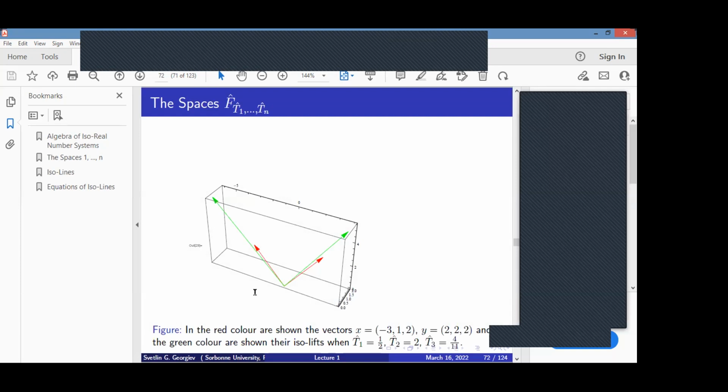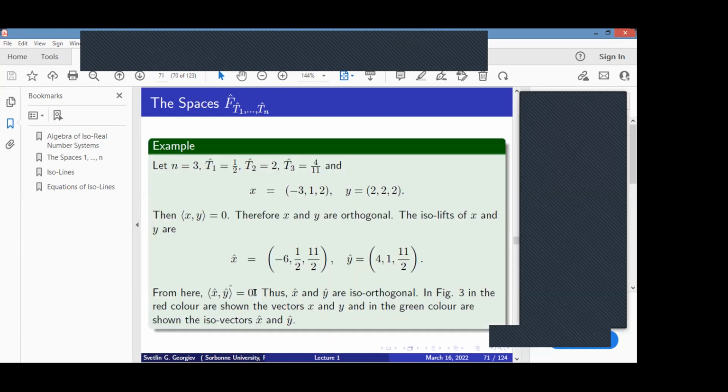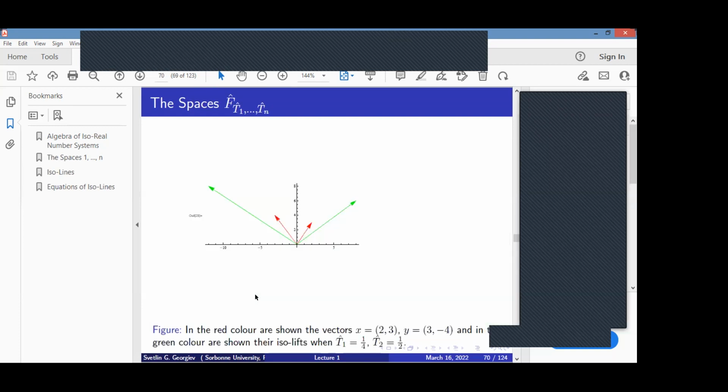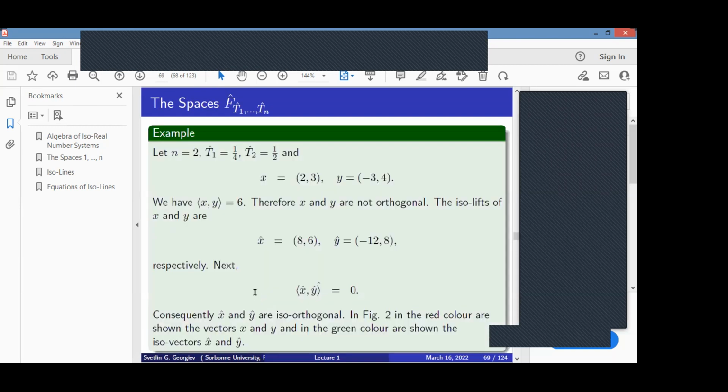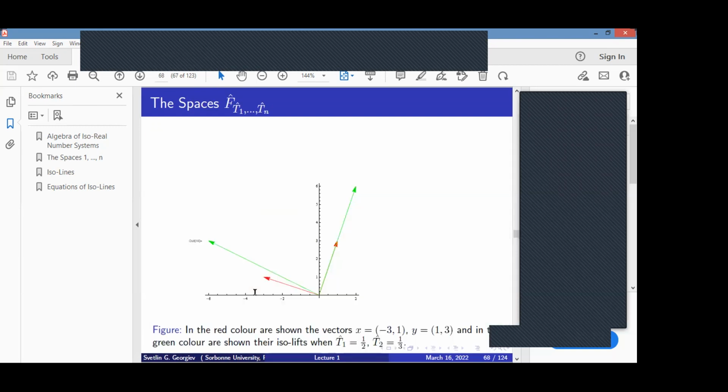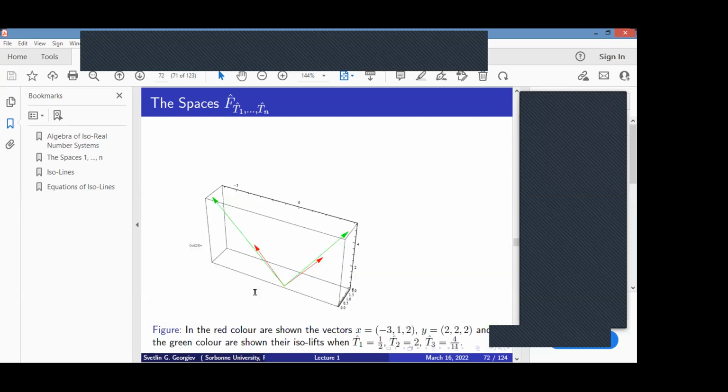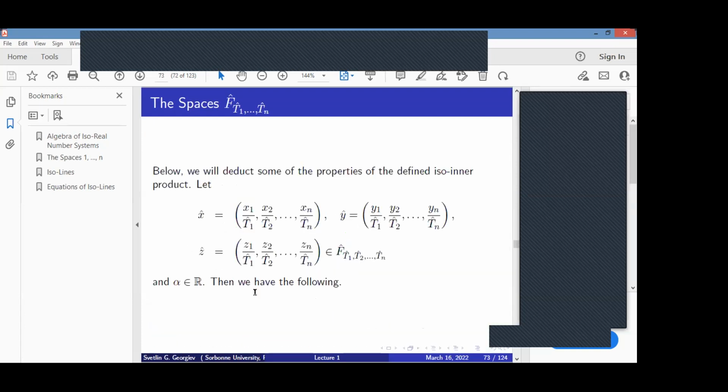So we have possibilities: orthogonality and iso-orthogonality at the same time, to have iso-orthogonality but not orthogonality in the classical case, and to have orthogonality in the classical case and not iso-orthogonality. These three examples. So now we'll give some of the basic properties of the defined iso inner product.